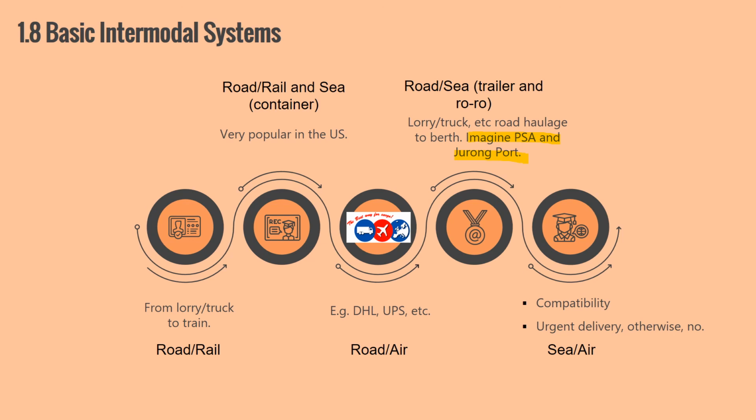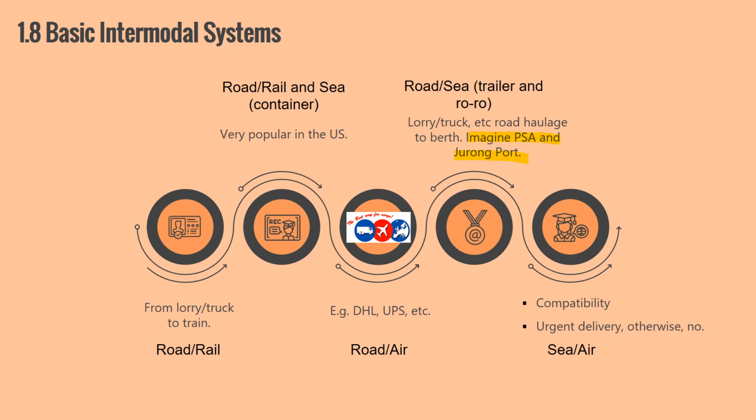Road to air is usually very popular with logistics companies like DHL, UPS, FedEx, and so on. Meaning to say, they have their own road facility. They have their own lorry, their own truck. Right? So they are able to send the things to the airport, then they transfer to their own aeroplane. I'm sure you have seen DHL aeroplane, UPS aeroplane, FedEx aeroplane. Those are the cargo planes. Okay. And lastly, sea to air.